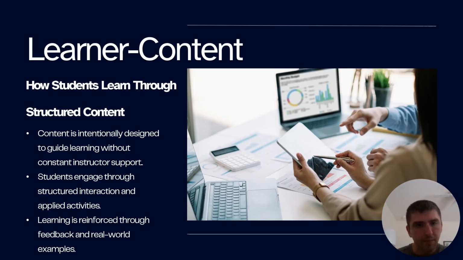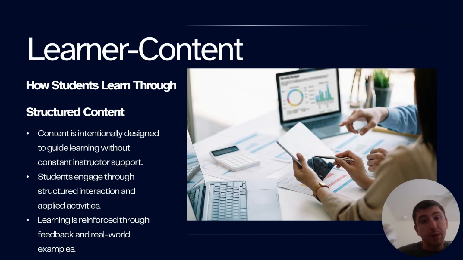Hey there, folks. Here talking about the learner content. So it's how students learn through structured content. Now, I'm pretty sure most of us know what that means. It is content that is intentionally designed to guide learning without constant instructor support.